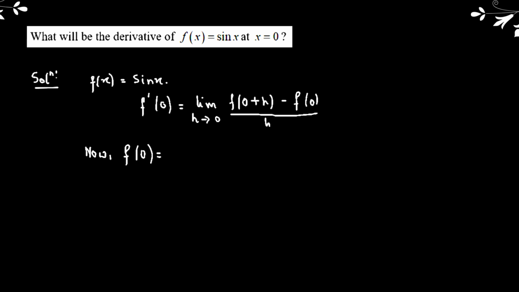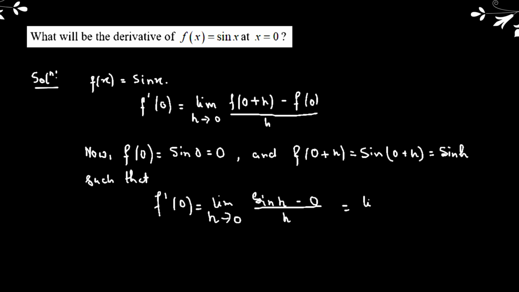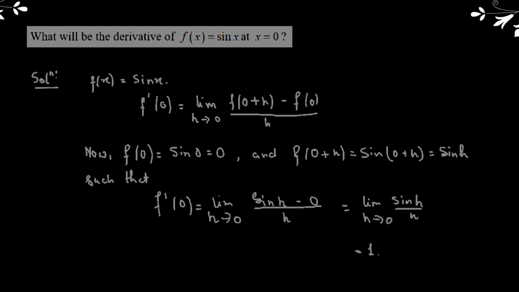Now we know that f of 0 is equal to sine of 0, which is 0, and f of 0 plus h is sine of 0 plus h, which gives us sine of h. So f prime of 0 is the limit as h tends to 0 of sine of h minus 0, divided by h. So we have sine of h over h with h going to 0, and the value is 1.